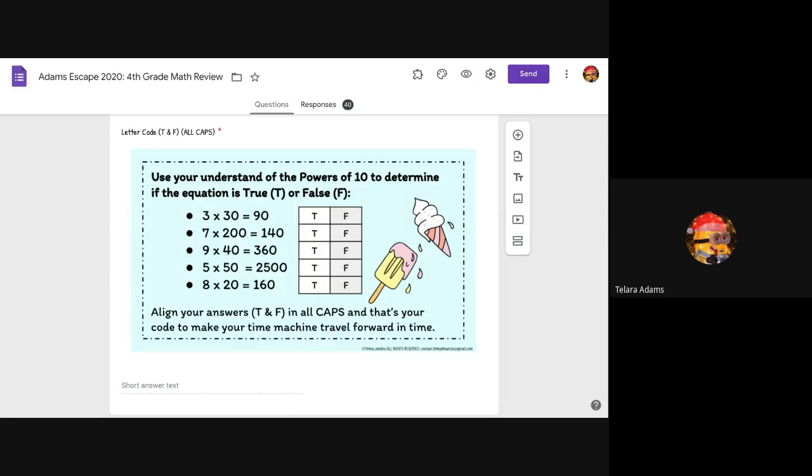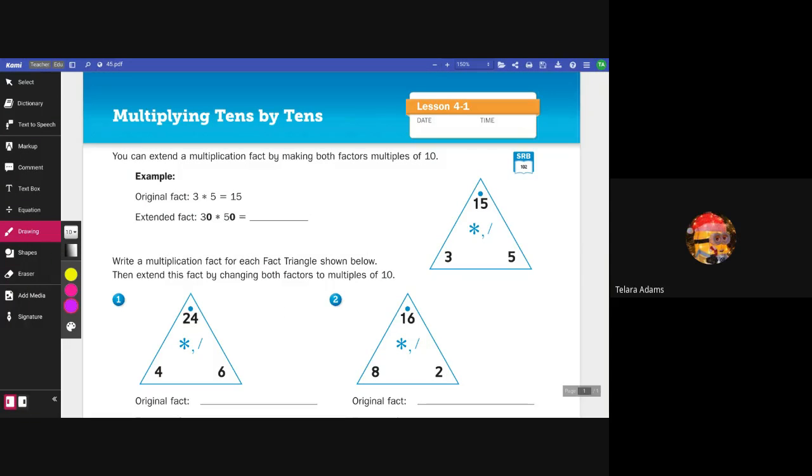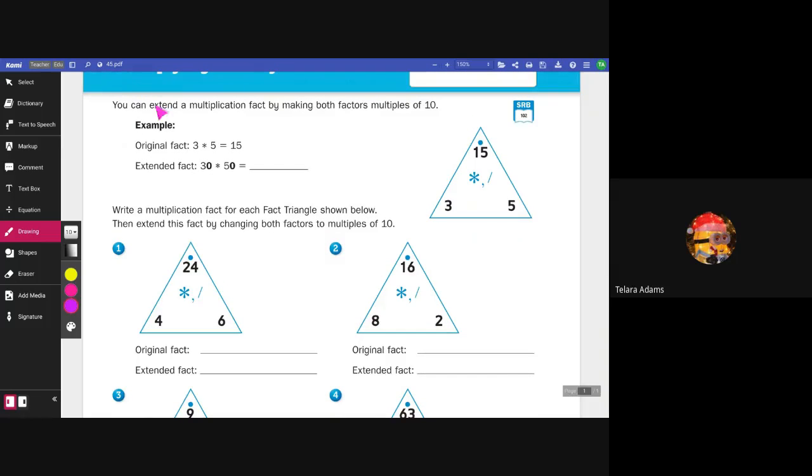Okay, now that that's out of the way, let's go to looking at today's assignment, multiplying tens by tens. And again, I know that you know exactly what to do. We are going to extend a multiplication fact by making both factors multiples of 10. So each factor will be a multiple of 10.